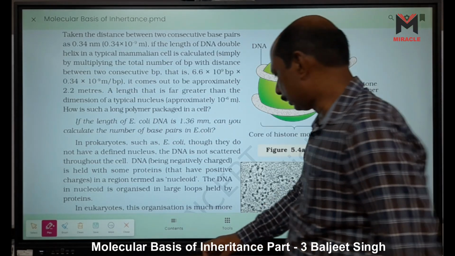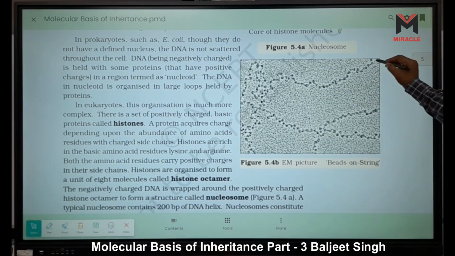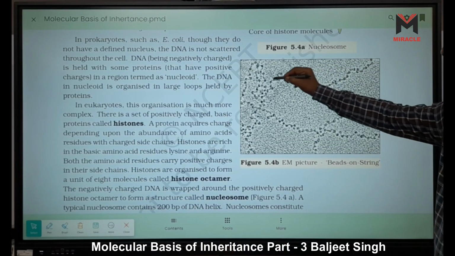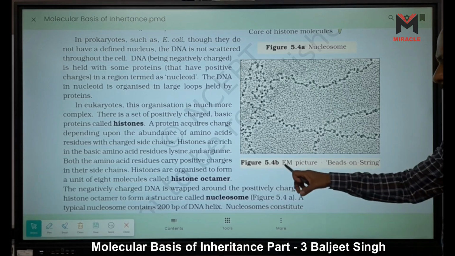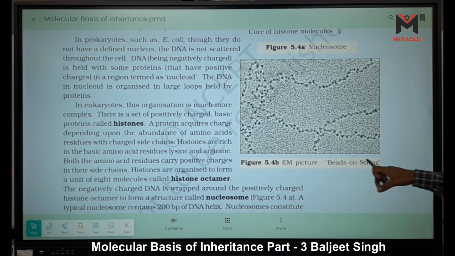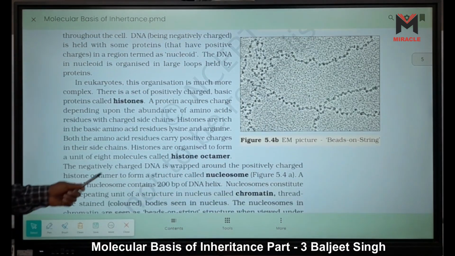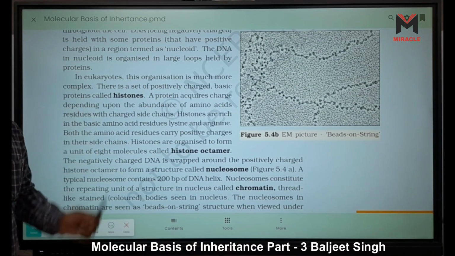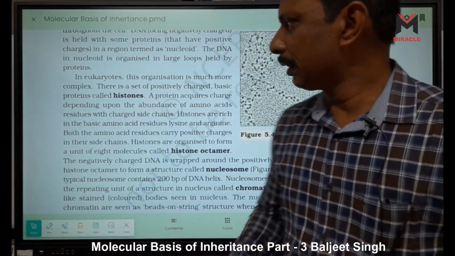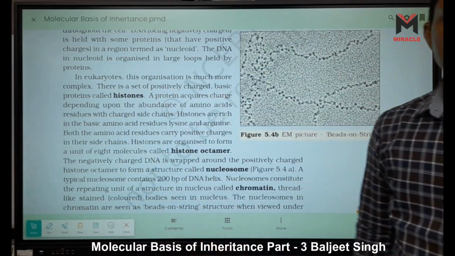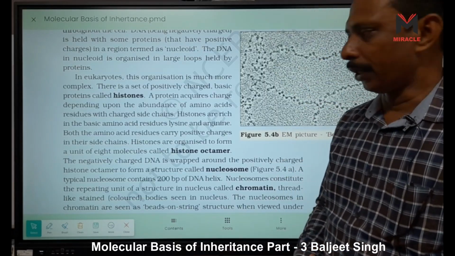And in the second structure, we can see a bead-like appearance. These beads are nucleosomes, right? These beads are nucleosomes. In the electron microscopic picture, they look like beads on a string. Now what is given here? In eukaryotes, this organization is much more complex. There is a set of positively charged basic proteins, and these proteins are called histones. Histone protein is absent in prokaryotes, right?